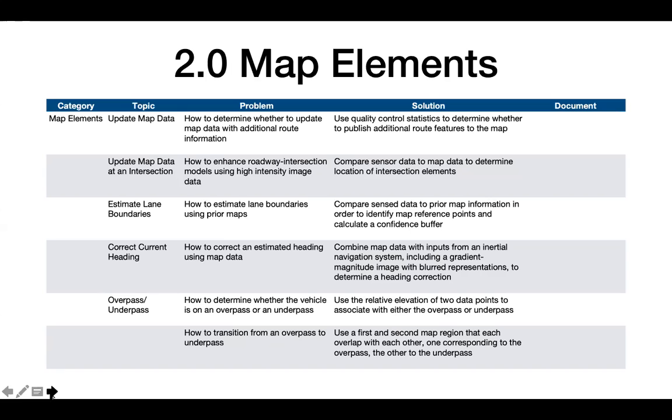And then these bottom two problems both are with regards to what happens when I am on an overpass versus an underpass. The map will overlay itself. How do I know which elevation level I'm at? One has the solution of using the relative elevation of two data points to associate with either the overpass or underpass. The other has two different map regions that overlap each other, one corresponding to the overpass, the other to the underpass.